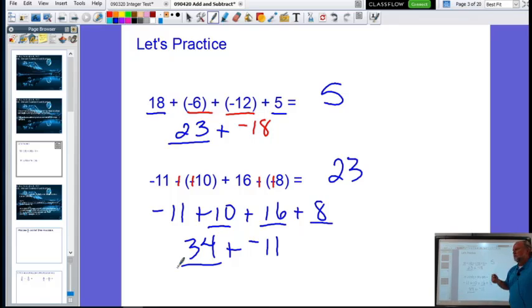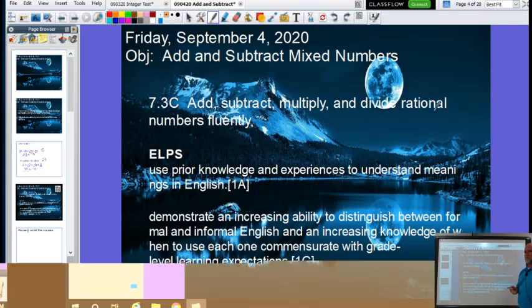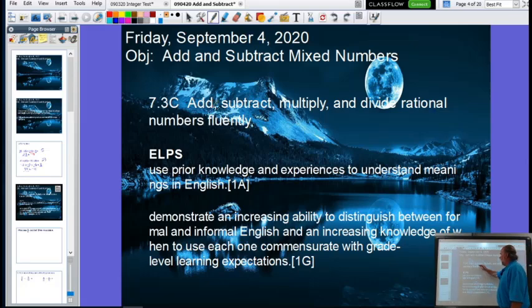And we're going to need those in order to add and subtract mixed numbers. So why are we doing this? Well, one, we need to remember that our standard that we're working on right now is just to add, subtract, multiply, and divide rational numbers fluently. So that means we have to be able to add, subtract, multiply, divide any integers, fractions, and decimals.